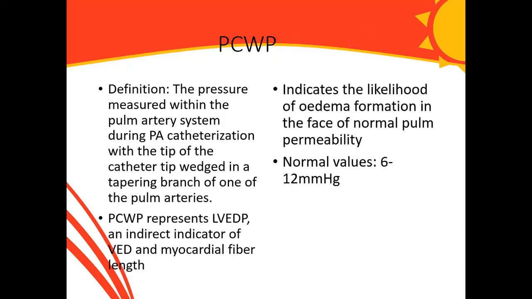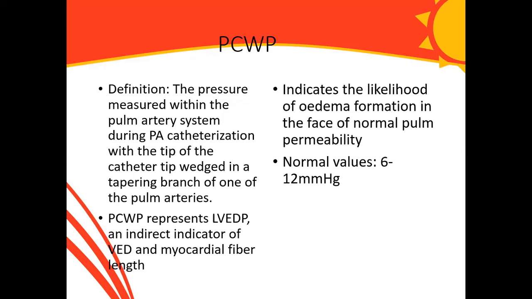Now, let's talk about the pulmonary capillary wedge pressure I mentioned before. This is the pressure within the pulmonary artery system, which is measured during pulmonary artery catheterization. The tip of the catheter is wedged between the tapering branch of one of the pulmonary arteries. That's why it's called pulmonary capillary wedge pressure.